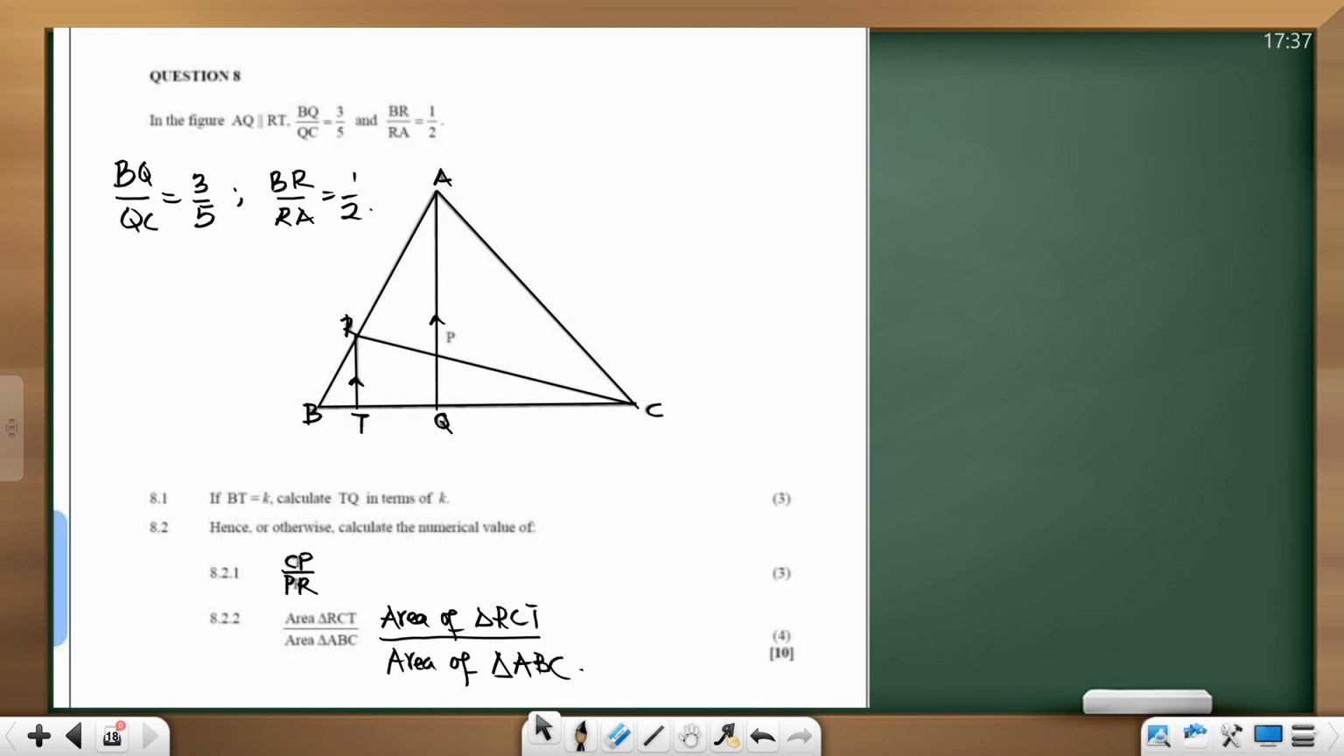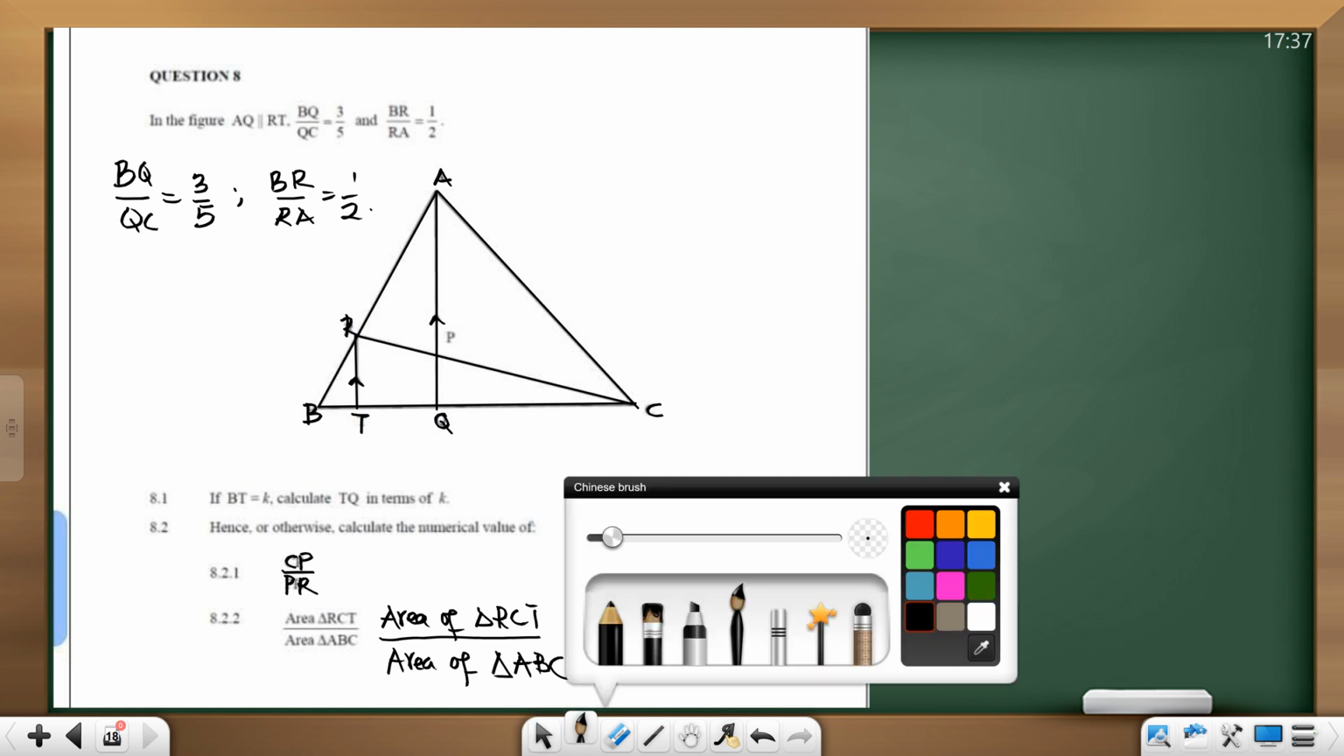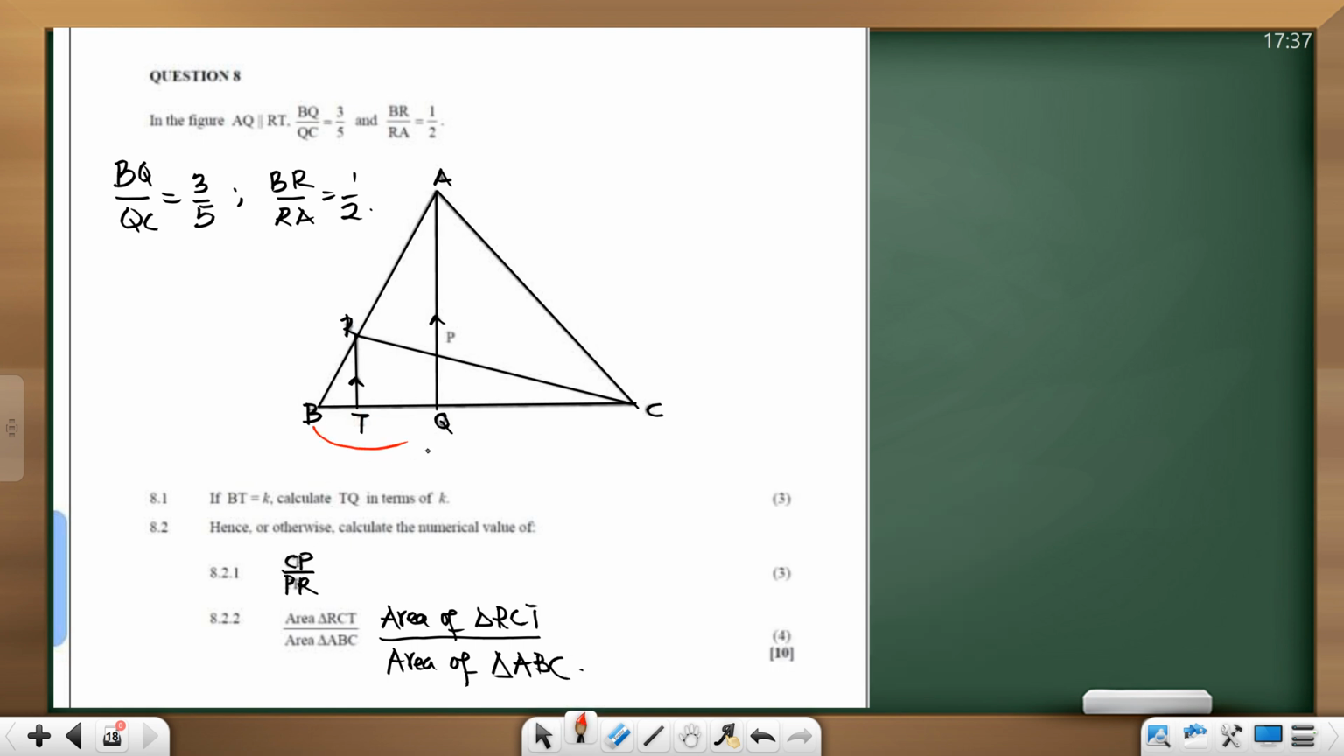BQ over QC. So I'll look at BQ and QC there, right? 3, let's introduce variables. Let's say Y. And QC will be what? 5Y. I think I did explain why you must introduce variables. It's a ratio.